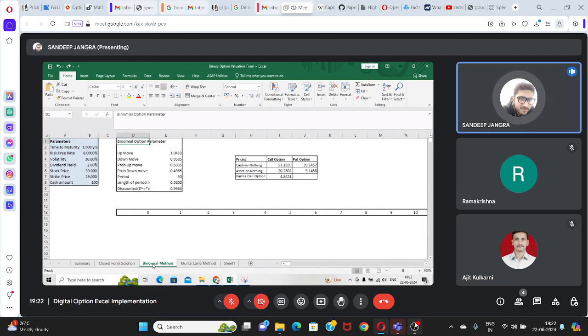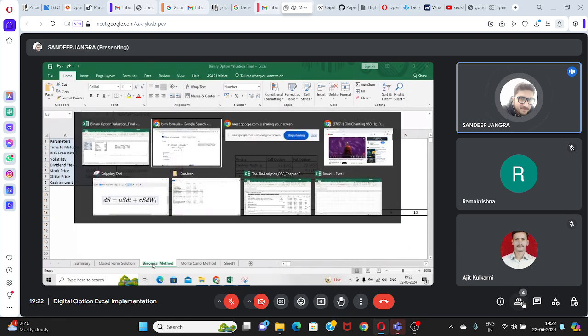Here are the binomial option parameters, where we require the up move state. One second, I will give the same binomial.